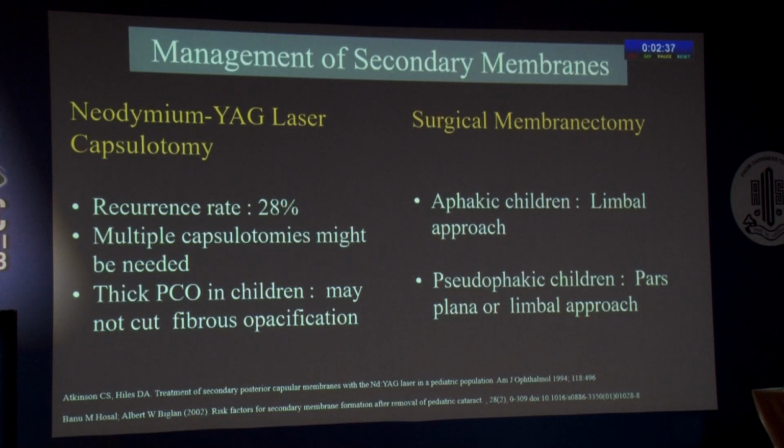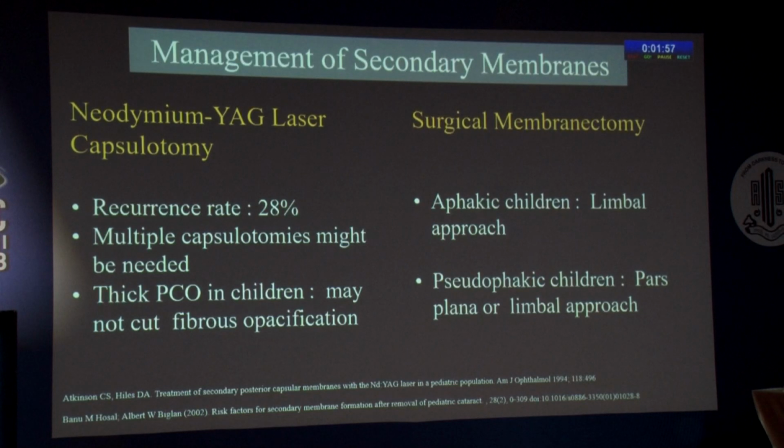Now, once you have a visual axis opacification or a posterior capsular opacification, how can you treat it? Nd-YAG laser, of course, is the first choice. But in children, lasers have a recurrence rate of almost 30%. So these children will come every summer vacation for a posterior capsulotomy. And usually the lens epithelial cells proliferate along the anterior hyaloid and thus cause visual axis opacification. These opacifications are usually thick and might not be cut with Nd-YAG. So in that case, you need to do surgical membranectomy.